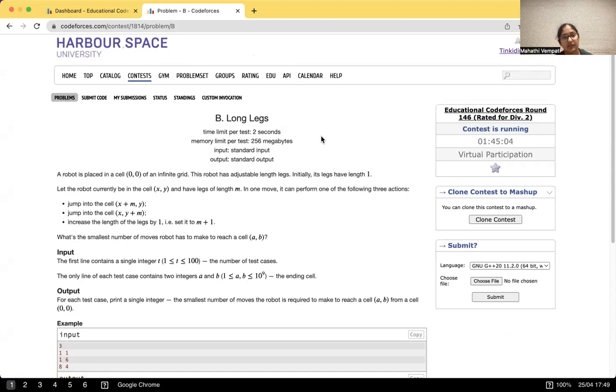Jump this cell. Oh, nice. Nice. X plus m comma y. Jump to cell x plus x comma y plus m, or increase the length of legs by 1. What is the smallest number of moves the robot has to make to reach a cell A, B? Interesting. Okay.